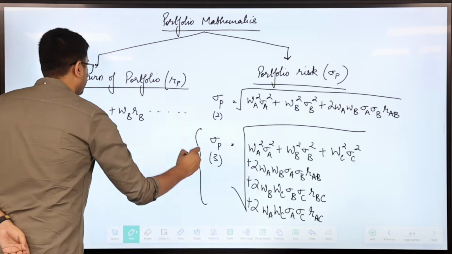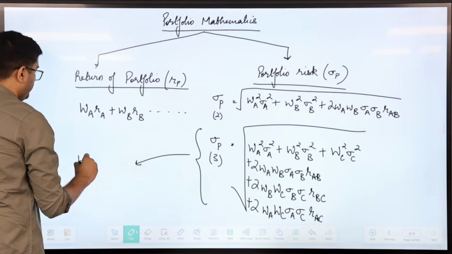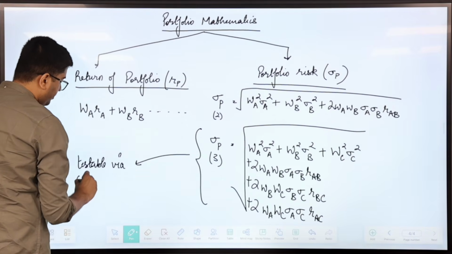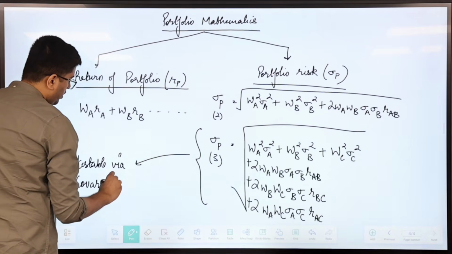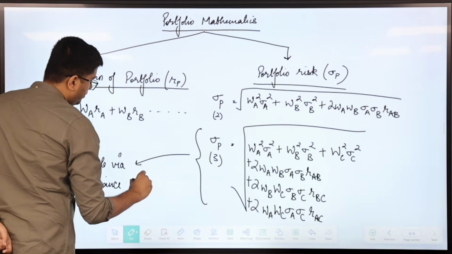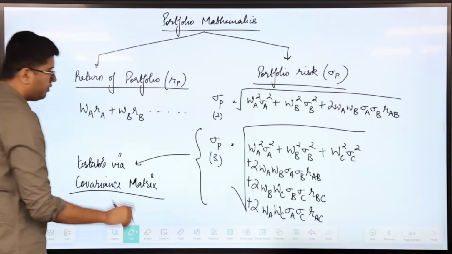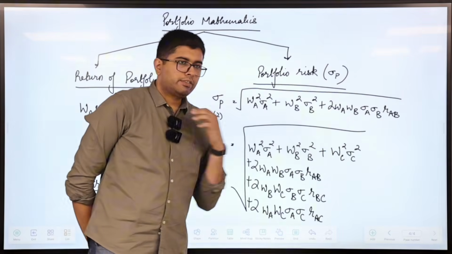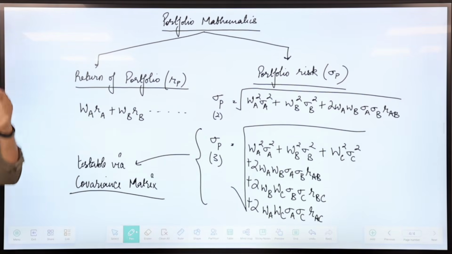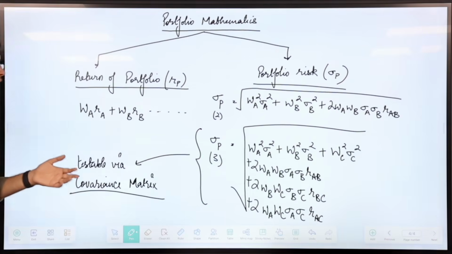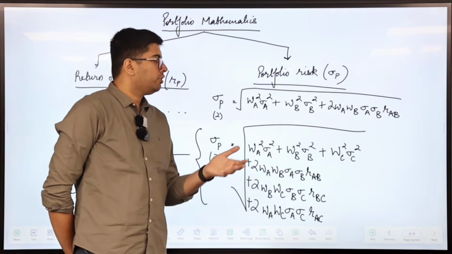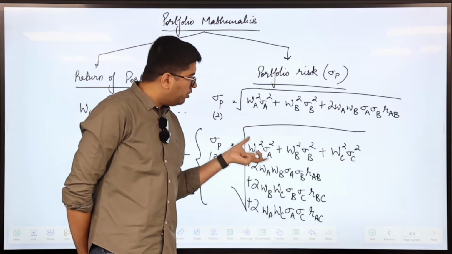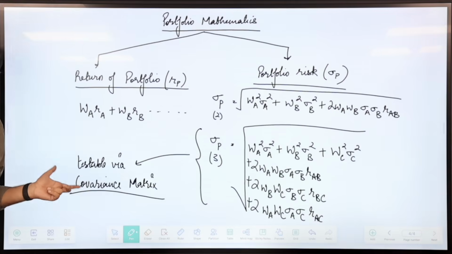This testable via covariance matrix. You won't get a situation where directly data for A, B, and C is given because your calculator is only capable of having two data series at a given point of time. So if institute wants to give you actual data for security A and B, they'll give you the two security portfolio. The three security is only testable if covariance matrix is given.